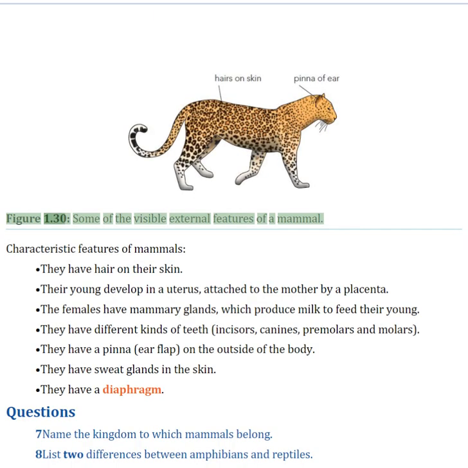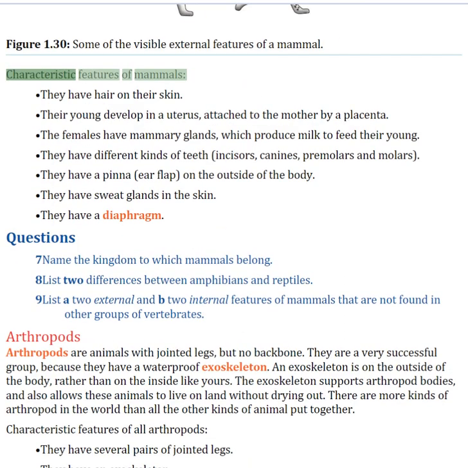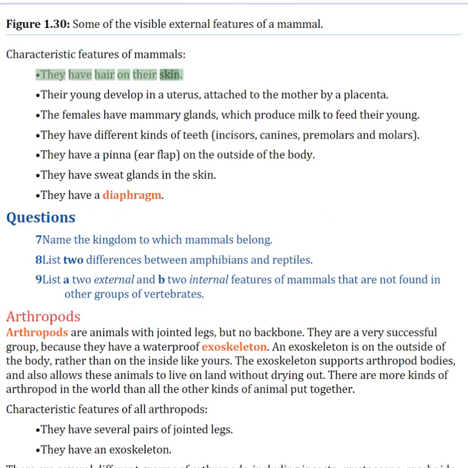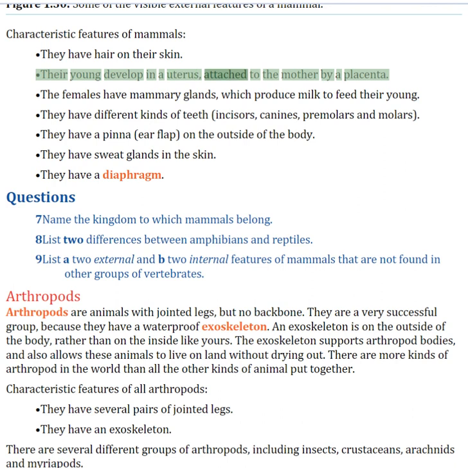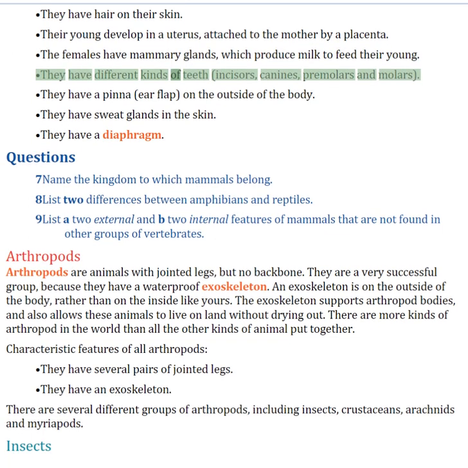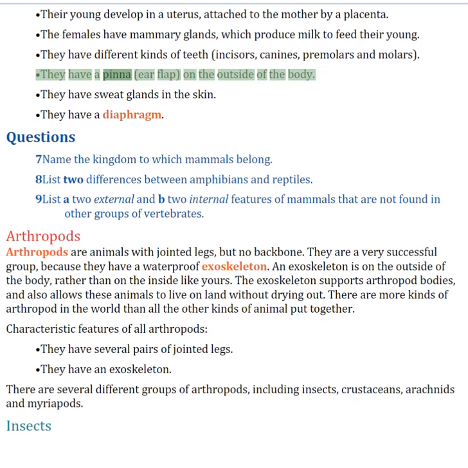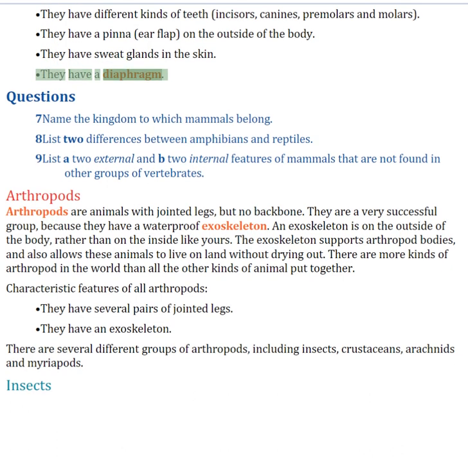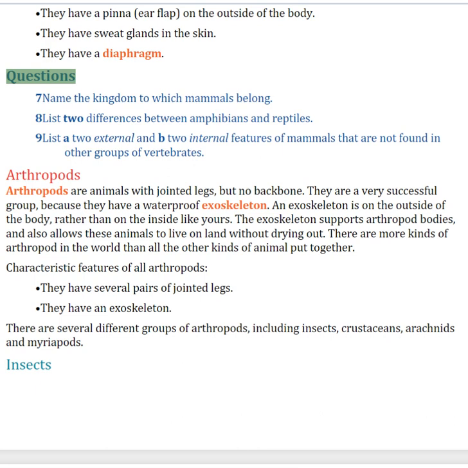Figure 1.30. Some of the visible external features of a mammal. Characteristic features of mammals. They have hair on their skin. Their young develop in a uterus, attached to the mother by a placenta. The females have mammary glands, which produce milk to feed their young. They have different kinds of teeth. They have a pinna on the outside of the body. They have sweat glands in the skin. They have a diaphragm.